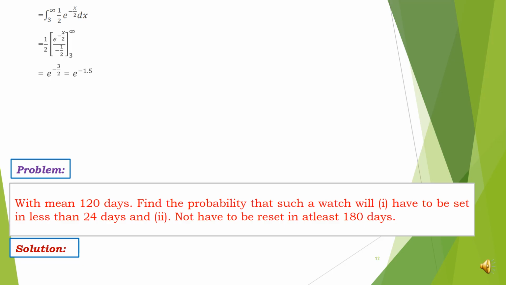The next one. In this example, a watch has an average lifetime of 120 days, and we need to find two probabilities. First, the probability that it fails within 24 days, and second, the probability that it lasts at least 180 days. This type of problem is common in reliability and survival analysis.